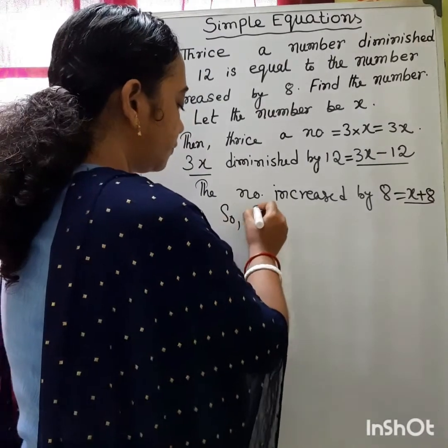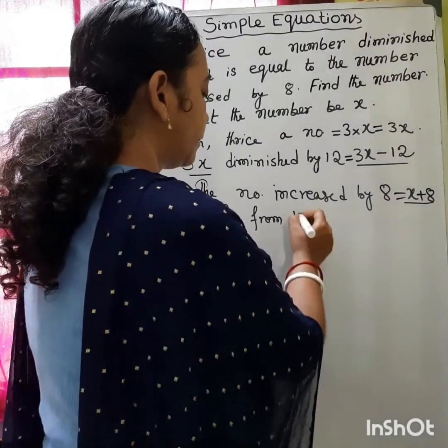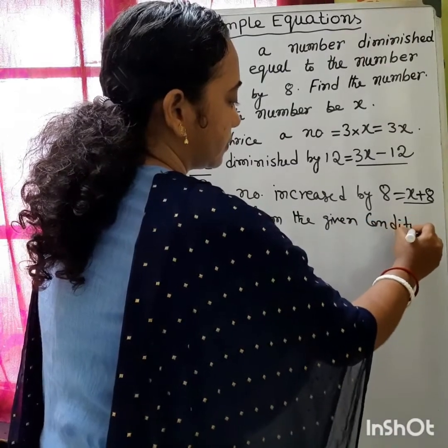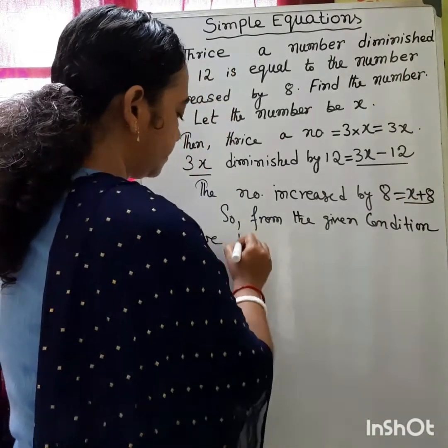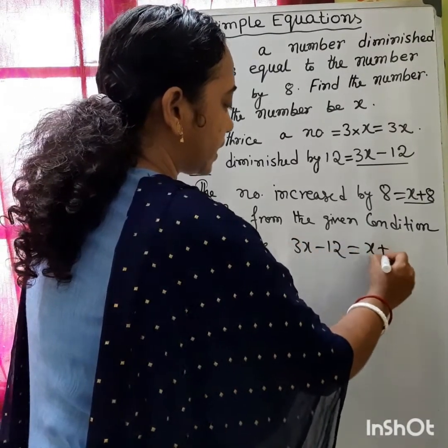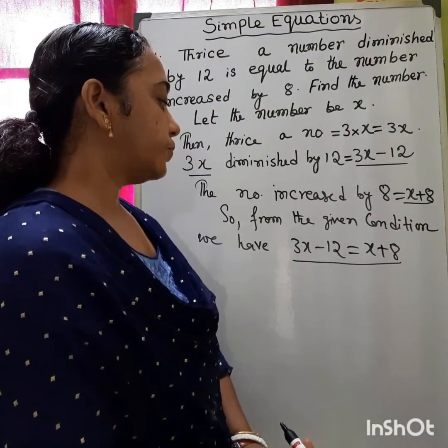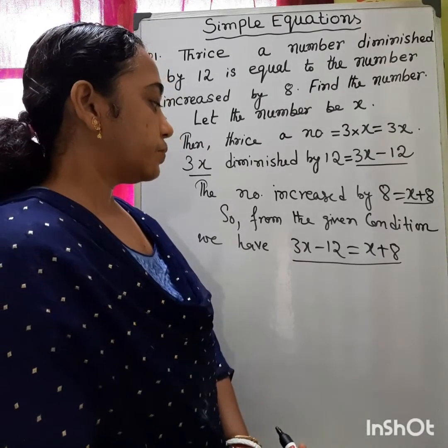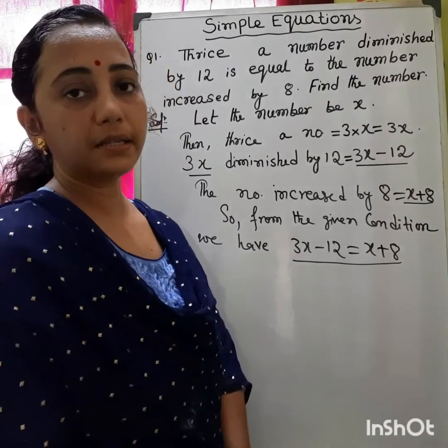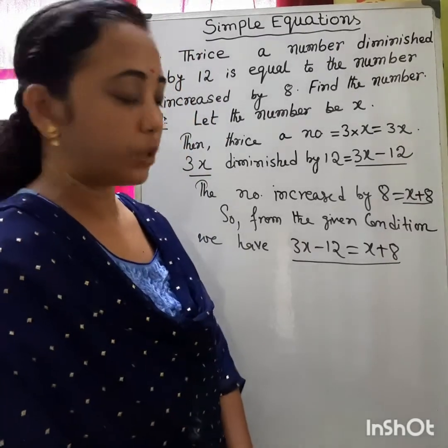So from the given condition, according to the given question, we have that 3x minus 12 is equal to x plus 8. So an equation is formed. So now we have to find the value of x which will satisfy both the sides, and that x is called the solution of the equation, and that is our required number. So let us solve this equation. That means we have to find the value of x.